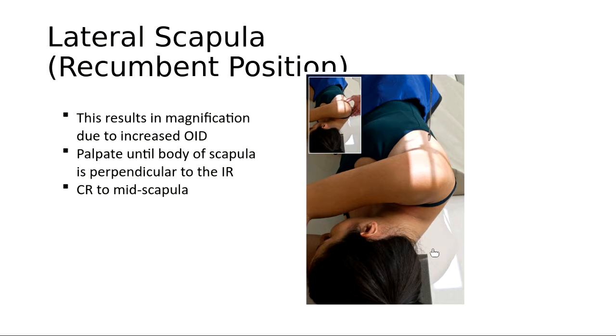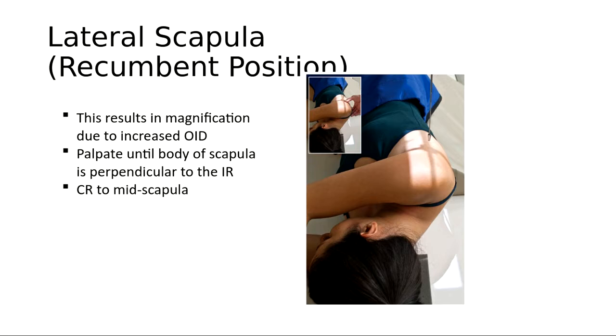And then once you have it perpendicular to the IR, you center about mid-scapula. Probably about 3 inches, 4 inches down from the top of the shoulder. So body of the scapula perpendicular to the IR, and then centering to the middle. You're probably collimated on this at 10 by 12 lengthwise. This is how some of the techs do their Y views for shoulder. Remember I told you they do AP Y views, but it's not really recommended for the shoulder. But this is actually what they do.